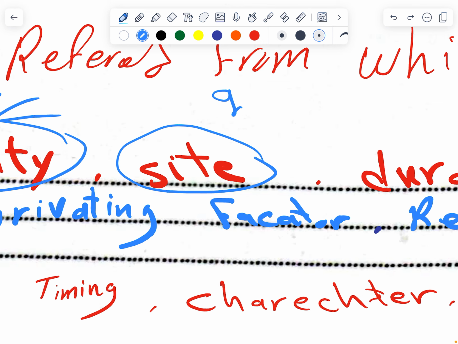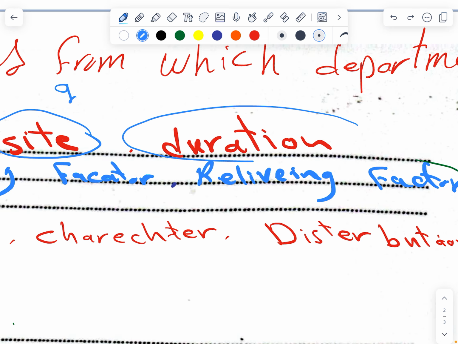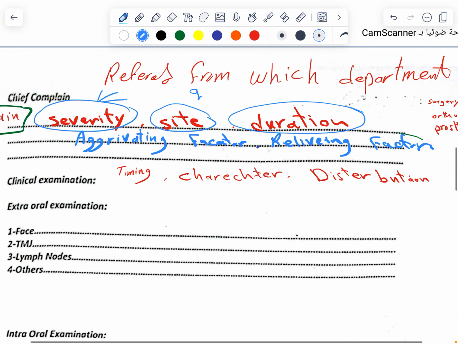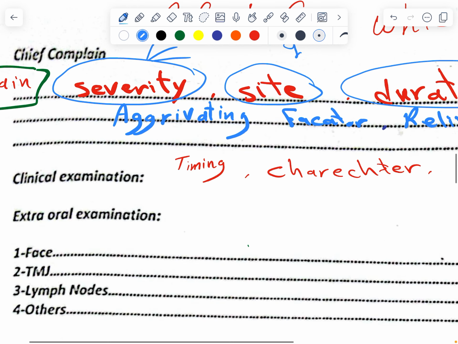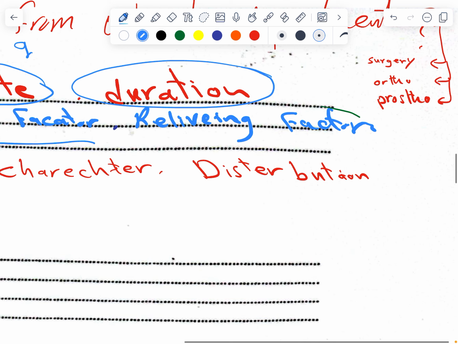Then duration of the pain, how long the pain has been present. Any signs: days, weeks, months, years, whatever. Then mention aggravating factors, meaning stimulated by what, and relieved by what, relieving factors. These 5 important points should be mentioned respectively.